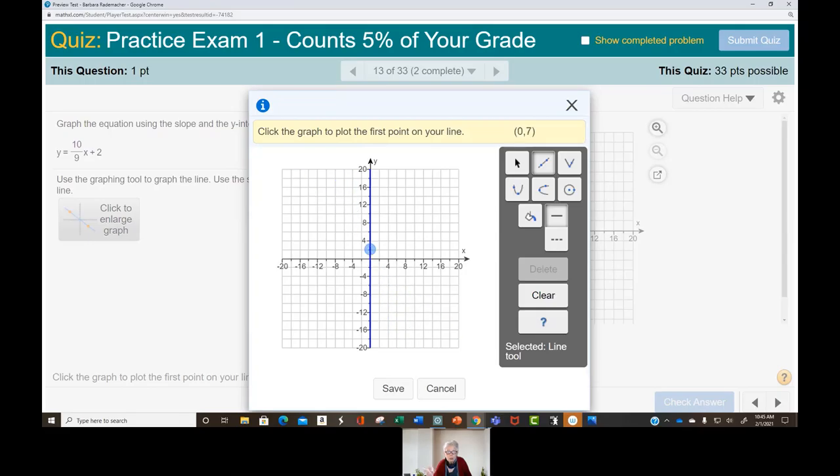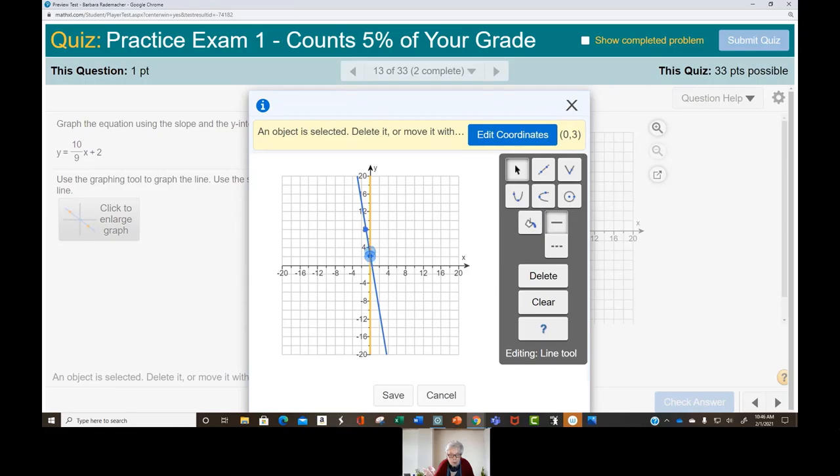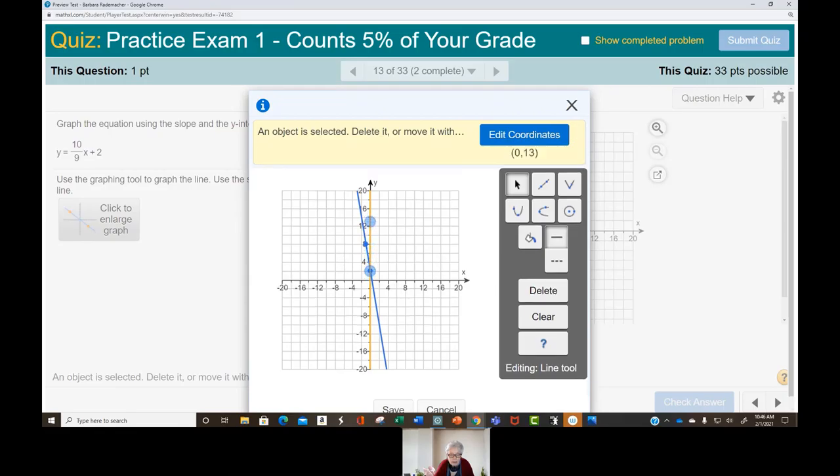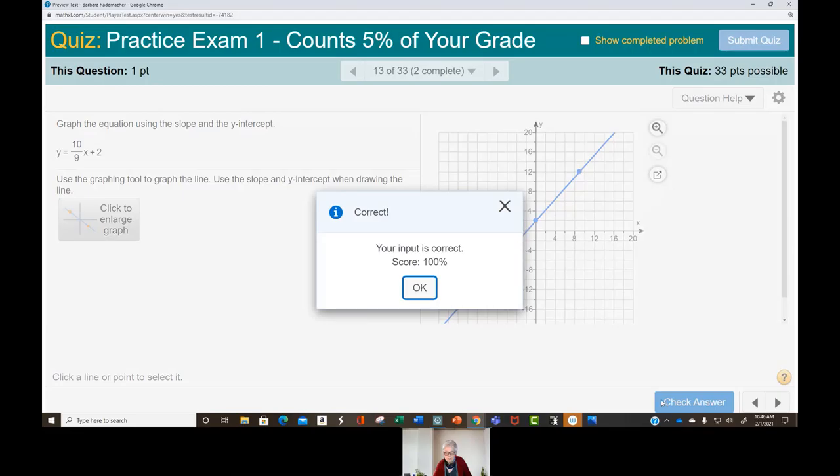So up 10 would be, let's see, from y equals 2, that would be to 12. And then over to the right 9, so 2, 4, 6, 8, 9. Okay. Let's see if that's right. Yeah.